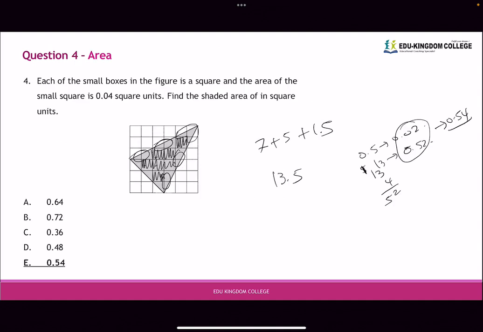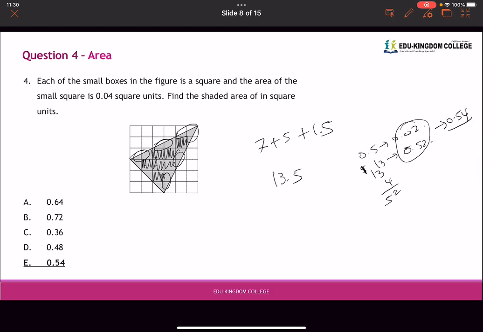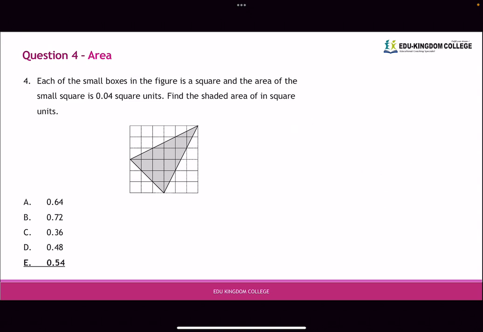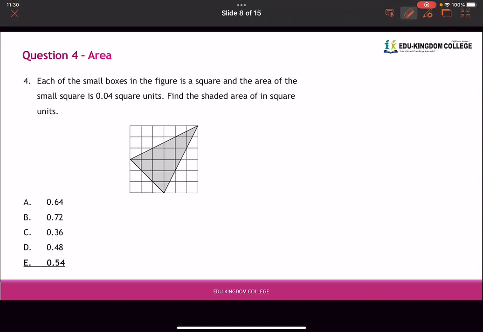Now, question 4, we're just trying to find the area of the square. So first, let's count how many. Before we do that, I'm just going to rub this out because this one's a little bit unclear if I don't do so. There you go. Sorry about that, everyone.